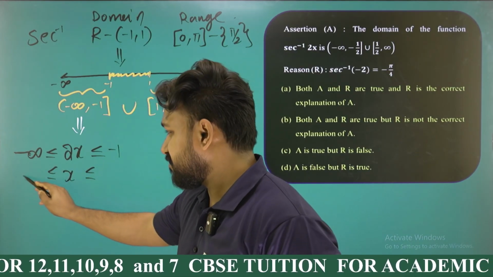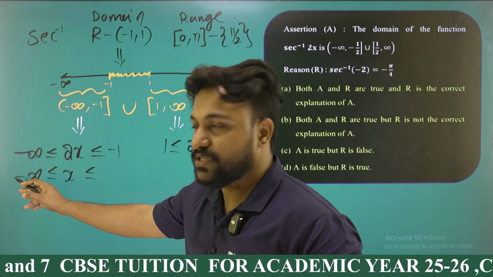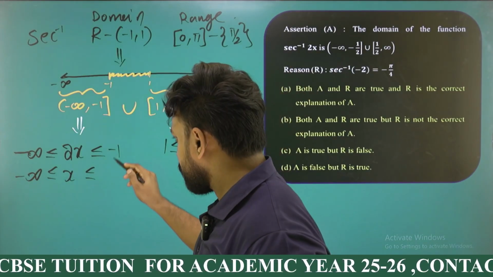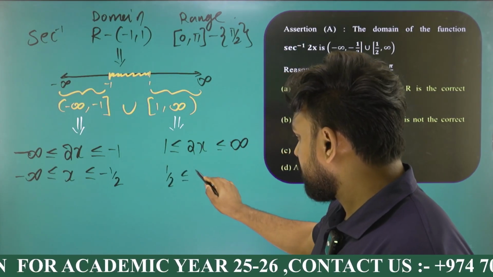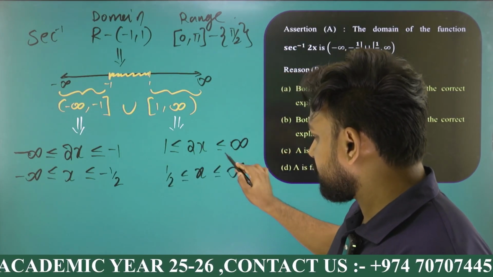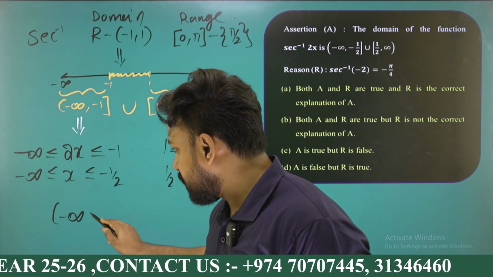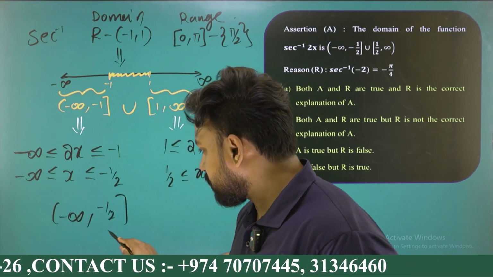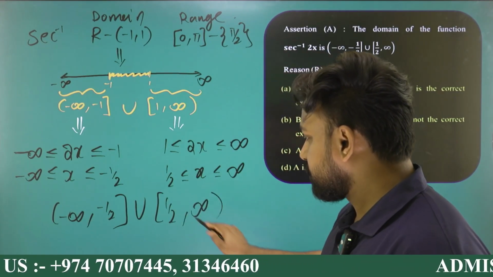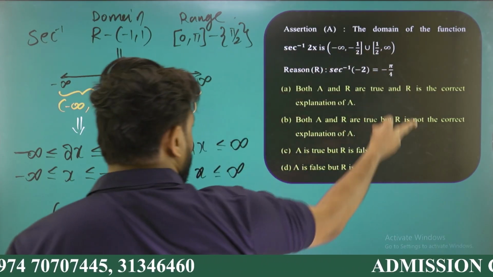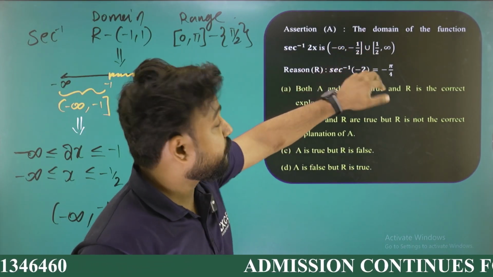Half of infinity, we'll write negative infinity also. We don't know what infinity is. It's a very small value because a negative is there. So half of minus 1 is minus 1 by 2. Half of 1 is 1 by 2, and infinity itself. So this interval we can write like minus infinity to closed interval minus 1 by 2, union 1 by 2 to infinity. Okay. Is there an option? Yeah, minus infinity to minus 1 by 2 union 1 by 2 to infinity.